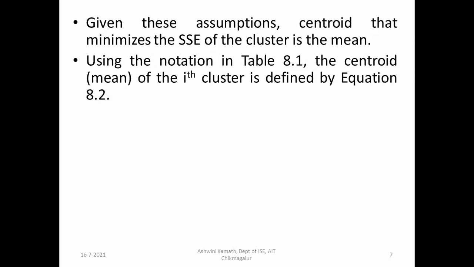We have to find the distance between each point and the centroid, and find the points which are nearer to the centroid. And here the centroid that minimizes the sum of squared error of the cluster is the mean, the average value. Using the notation in the table from the previous slide, the centroid or mean of the ith cluster is defined by equation 8.2. So Ci is equal to summation of x, where x belongs to Ci, divided by Mi.